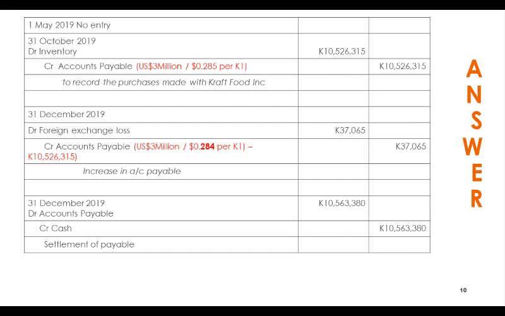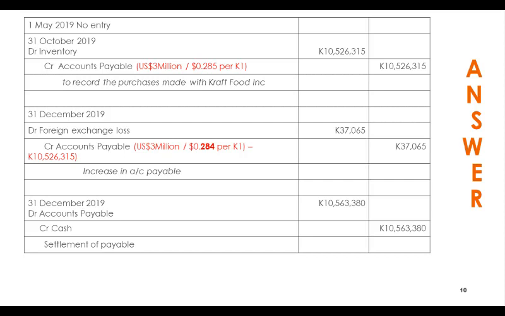Then on 31st December, before we settle the liability, we have to recognize whether there will be exchange loss or exchange gain. So in this case, there was an increase in accounts payable of 37,065 kina based on the calculation. Now, if there is an increase in accounts payable, it means that there will be a foreign exchange loss.